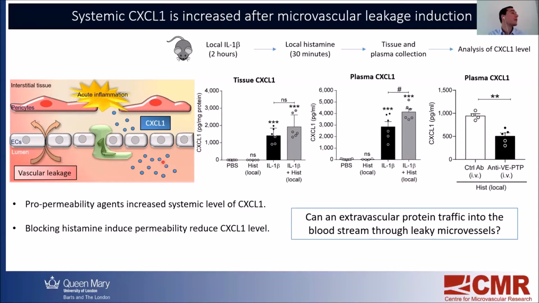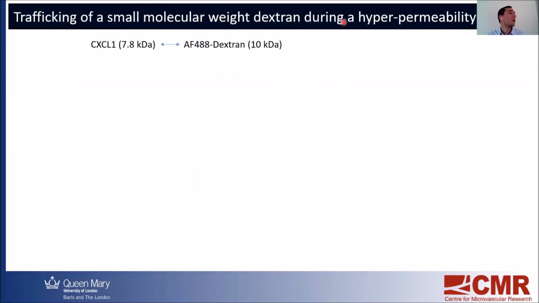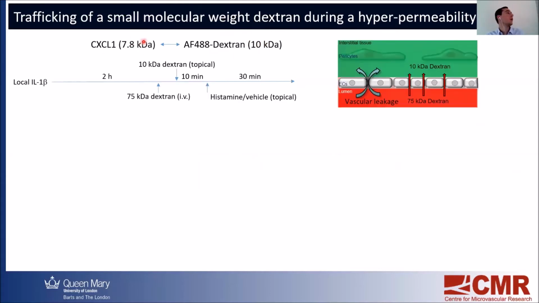And to do this, we analyzed the trafficking of a small molecular weight protein, the 10 kilodalton dextran, which is a similar size to the chemokine, and the protocol was as follows. We applied IL-1 beta for 2 hours, then injected the 75 kilodalton dextran IV to visualize vascular leakage coming from the blood, then applied the 10 kilodalton dextran topically inside the interstitial tissue for 10 minutes and replaced the superfusate by either histamine or vehicle and recorded for the next 30 minutes.